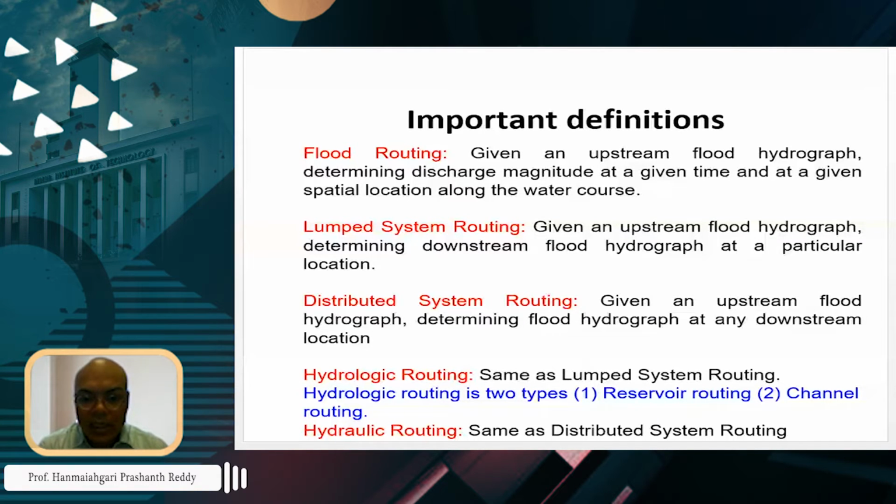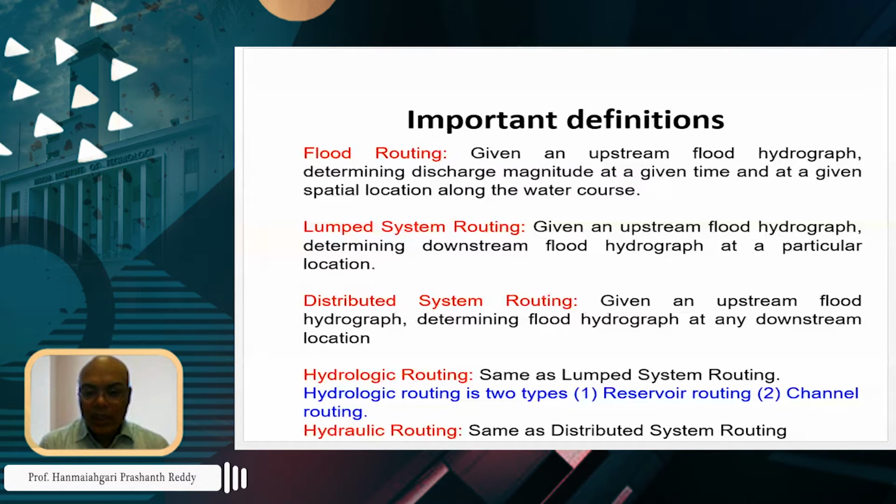So hydrologic routing, again, is of two types. One is reservoir routing and the next one is channel routing. In reservoir routing, the river flows into the reservoir, and once the reservoir is filled, the water flows over the spillway and flows downstream. So by knowing the hydrograph at the inlet, we will find the hydrograph just downstream of the reservoir or on the crest of the spillway. So this is called reservoir routing.